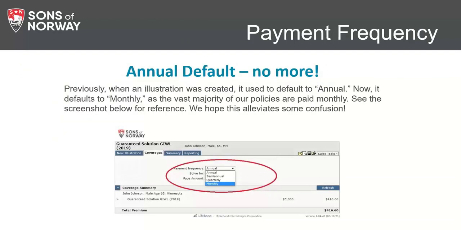We have recently made another eApp update to payment frequency. Now, when you create your illustration and hit Start Illustration, previously the payment frequency right here defaults to annual. Well, we know that most of our clients pay monthly, so we have now made it easier. It automatically defaults to monthly, so you no longer have to drop down to monthly and hit refresh. It's already there.